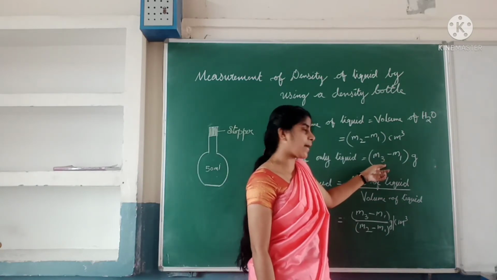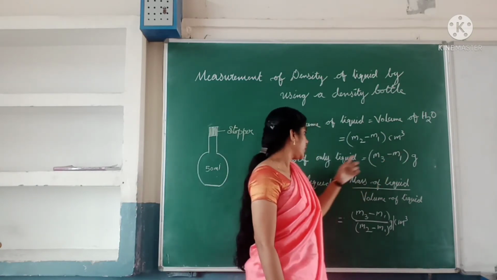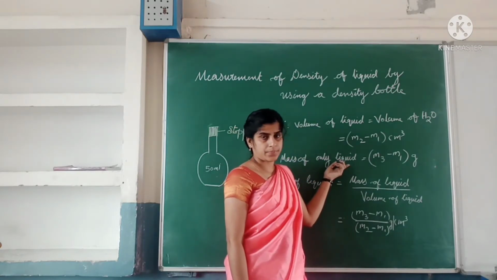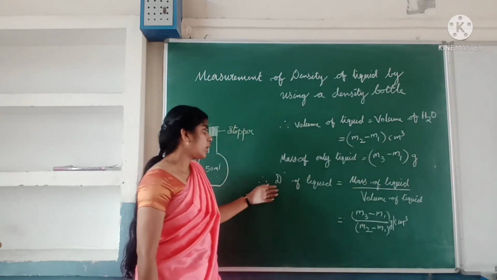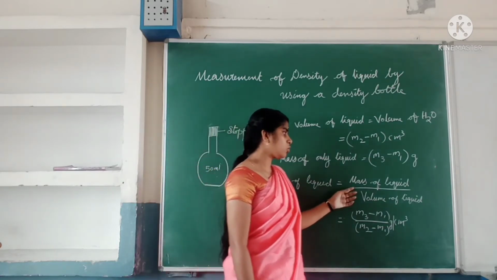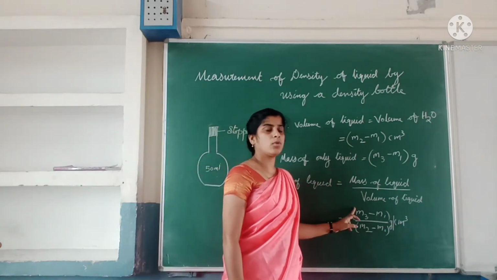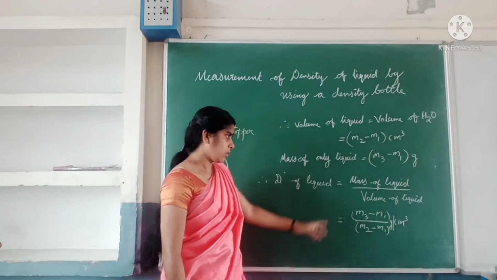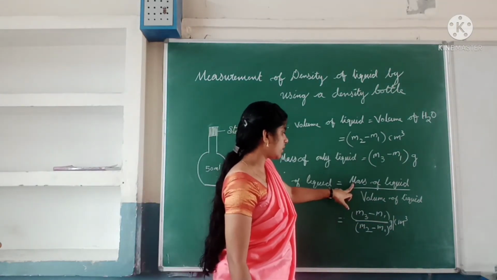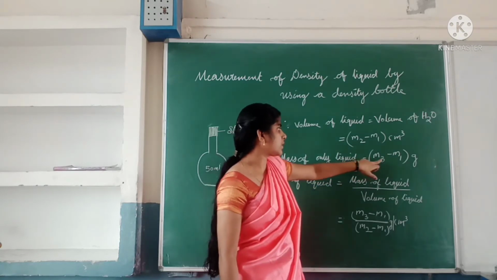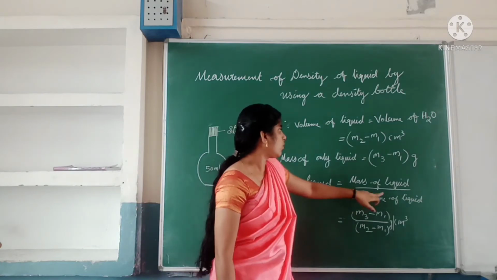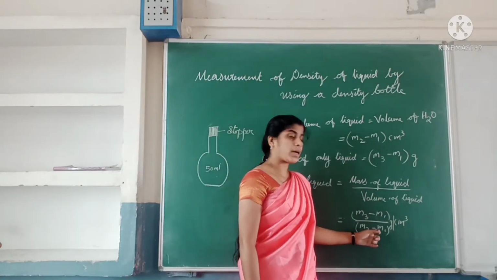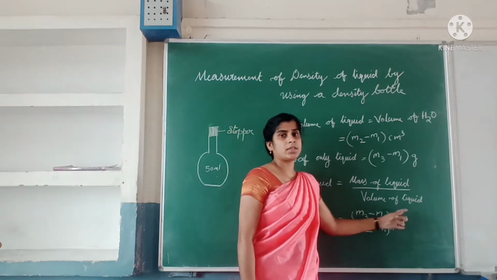minus M1. We need to find only the liquid mass. So M3 minus M1 gram. Therefore, the density of liquid is equal to mass of liquid upon volume of liquid. So the mass of liquid is M3 minus M1 gram. Okay, and the volume of liquid is M2 minus M1 gram per centimeter cube.